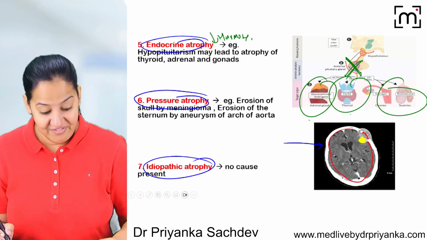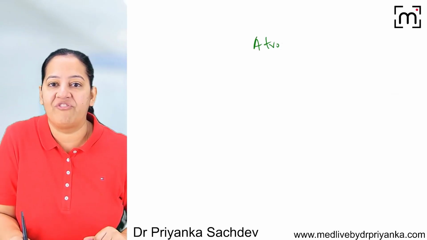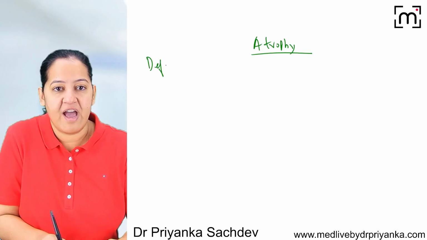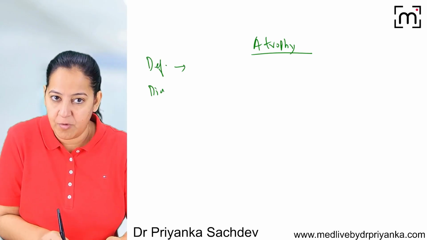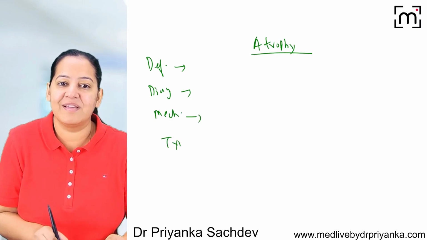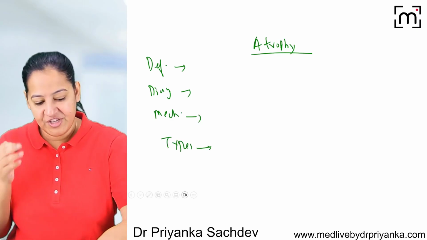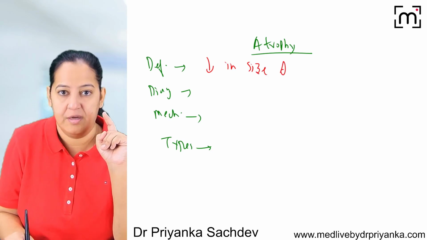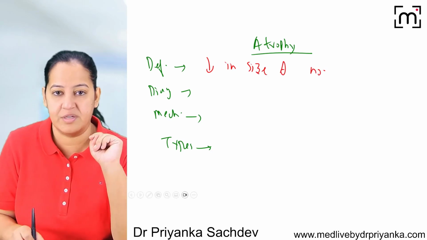We are done with atrophy. The third type of adaptation is atrophy. I guess everyone knows the definition and the diagram also, and you know the mechanism also. The most important thing you have to learn is the types with examples. So what is the definition? Say reduction in size and number both, size and number of the cell. That is the definition. Diagram you can draw.